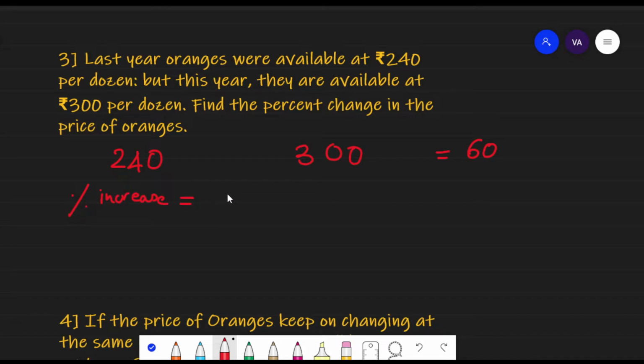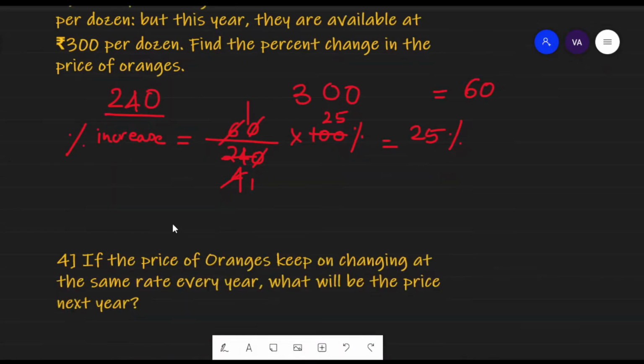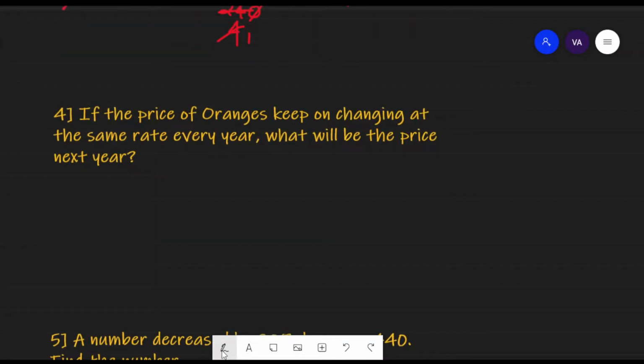So percent increase is equal to actual increase, which is 60, divided by originally it was 240, into 100%. So we directly use this formula. We cut these zeros. 6 1s are 6, 6 4s are 24, 4 1s are 4, and 4 25s are 100. So here we have 25% increase, meaning per 100, 25 rupees have increased. So the actual increase was, per 240, the increase was 60, and per 100 we have found out that the increase is 25. This is how we can find percent change.